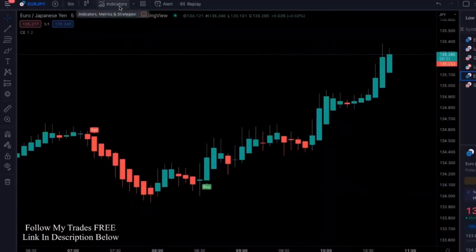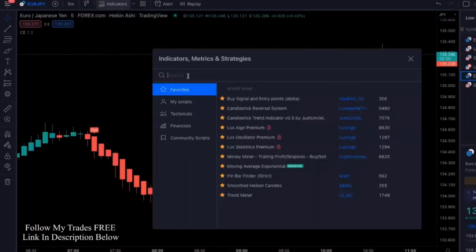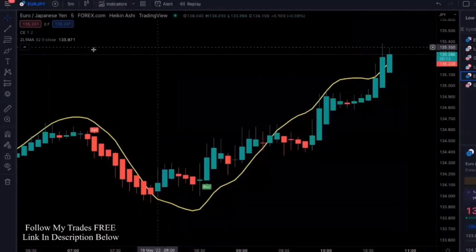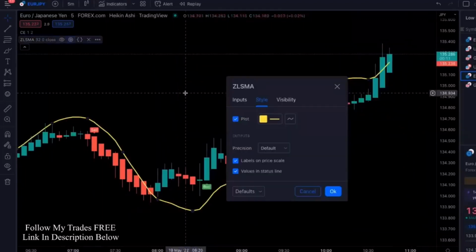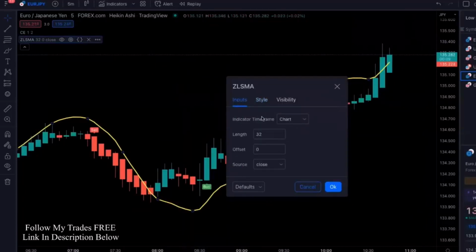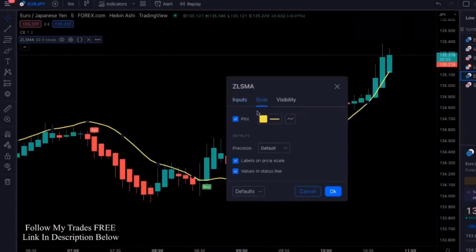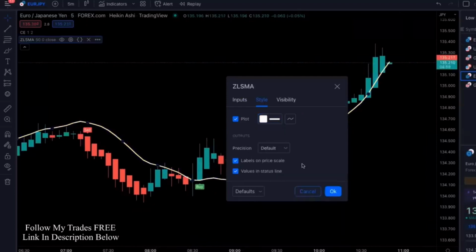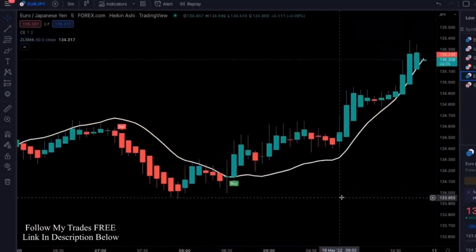Then for confirmation and for entry rules, we need to add another indicator. This is called the ZLSMA, the zero lag SMA. This is the one by VeryFid. We're going to add this one, and then make some changes to that as well. Let's go into settings, input, the length we're going to change to 50, and in style, I like that line to be white, so I'm going to change that color to white. Click OK, and now you're good to go.